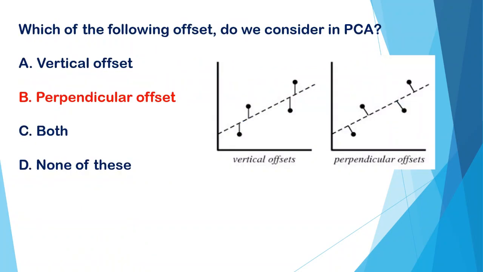Which of the following offset do we consider in PCA? A vertical offset, B perpendicular offset, C both, D none of these. And the correct option is perpendicular offset.